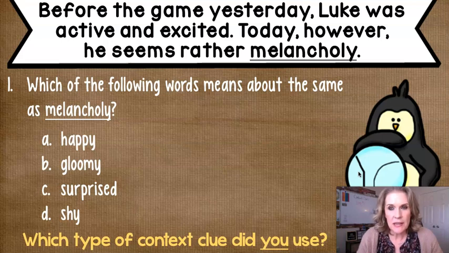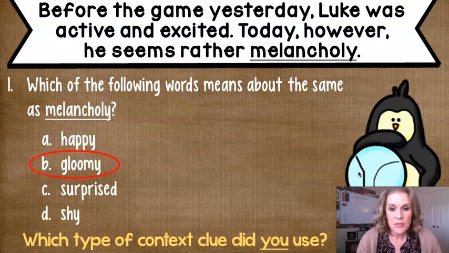Let's look at the text again. It says yesterday he was active and excited. Today, however, there's a little bit of a contrast here. He seems rather melancholy, which is the antonym, right? It's showing us an opposite. So if yesterday he was active or excited and today he's melancholy, we can use the clues from the text to help us make a guess that melancholy means about the same as gloomy.